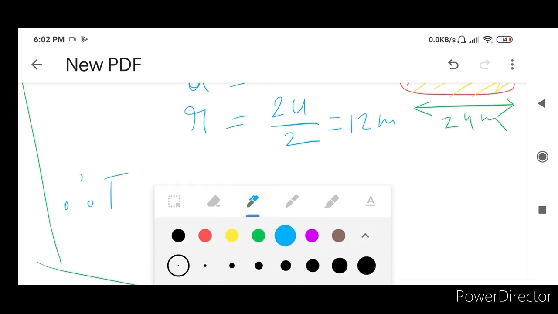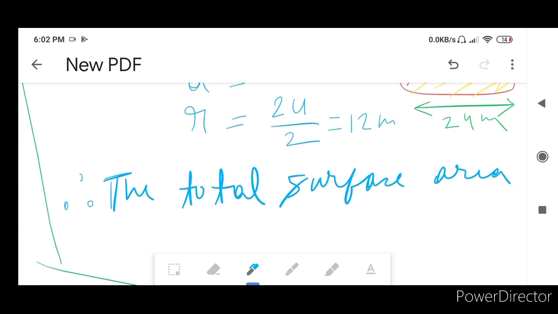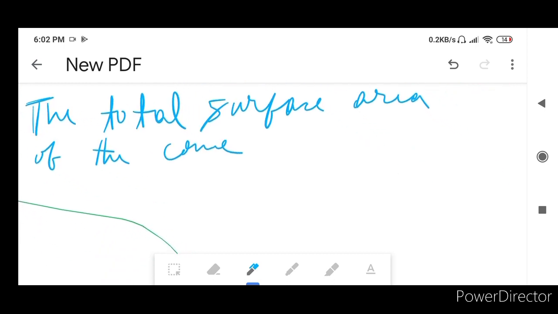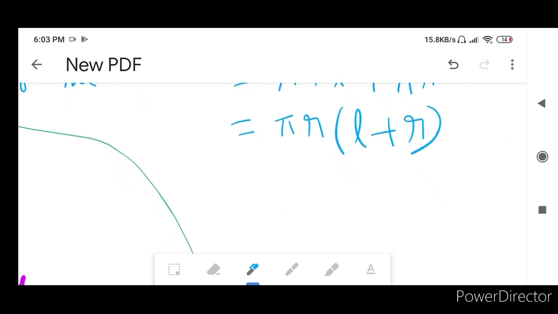So therefore the total surface area of the cone. What was the formula? Okay, sir, I don't know the formula. Okay, you know the curved surface area formula, that is pi r l. And what is the base? Base is pi r square. Clear? Now let us take the common: pi r (l plus r).